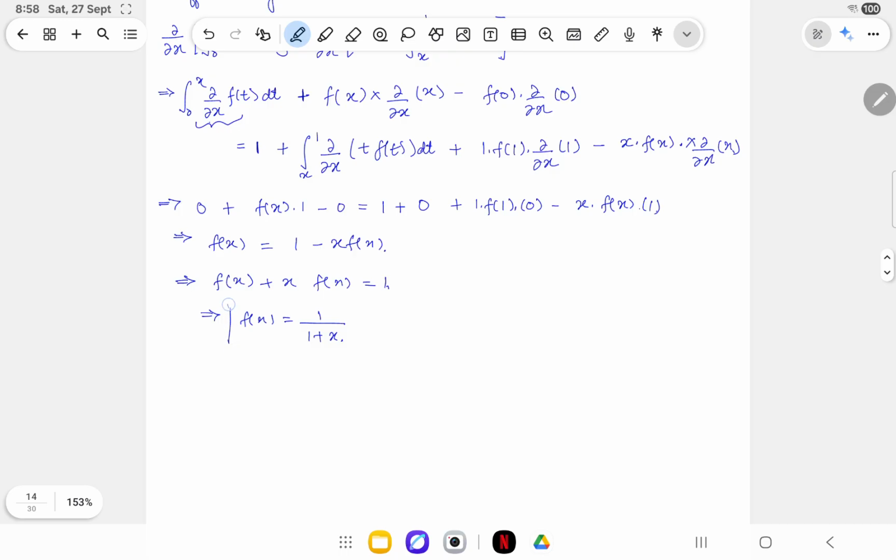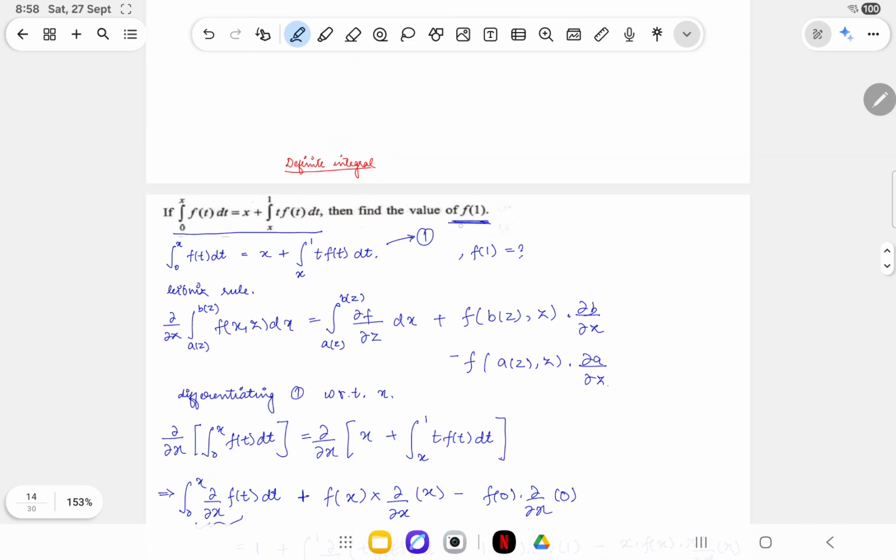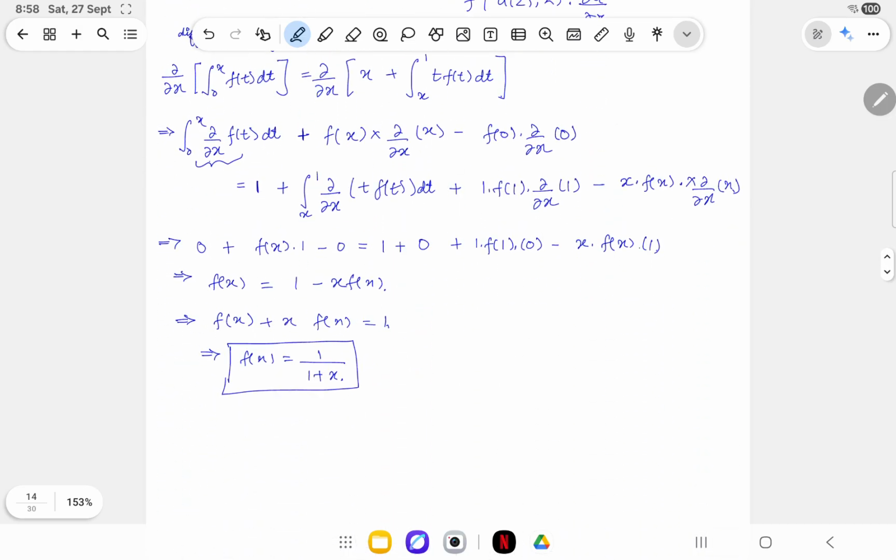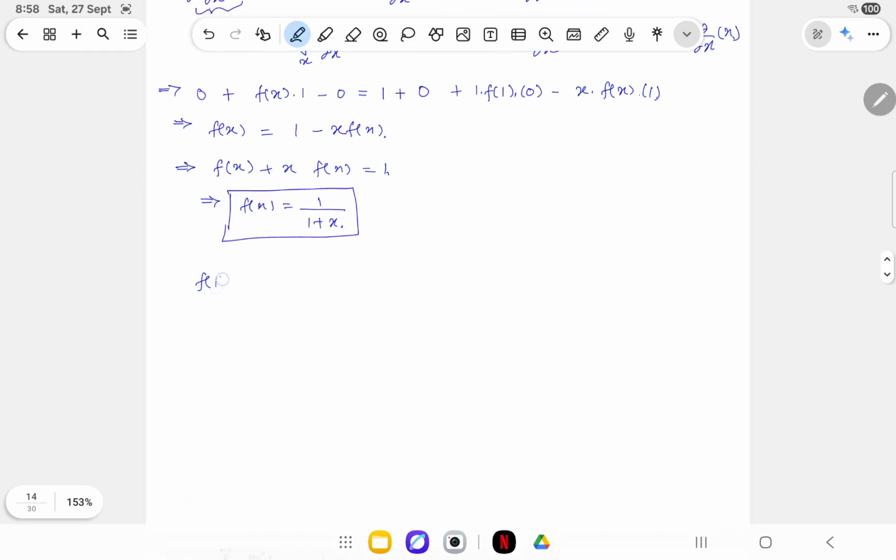So we have found the function f(x), and we are supposed to find its value at point 1. So f of 1 will be equal to 1 divided by 1 plus 1, that is 1 by 2. So f of 1 is equal to 1 by 2, and that's all we are supposed to find in this question. So let's move on to the next question.